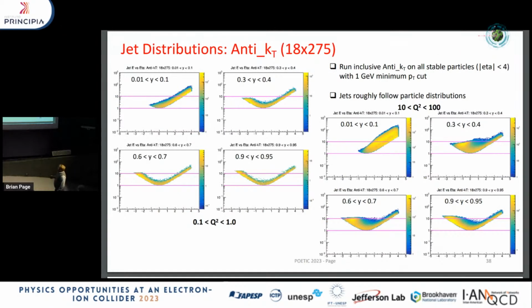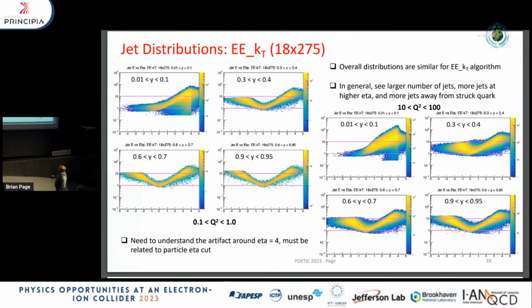So you can look at the distribution of jets again. Now, this is for anti-KT again. So they roughly follow the same kind of shape from the particle distributions that we expected. We can look as well at EEKT, the spherically invariant measure, and we see we start populating more these forward and backward regions, as you might expect from the behavior of the clustering itself.